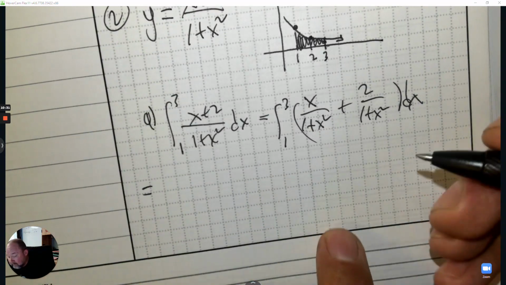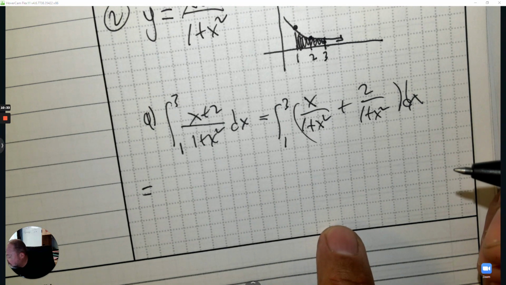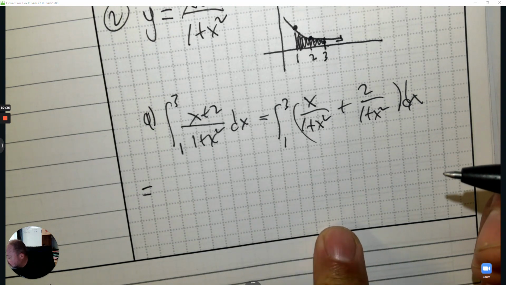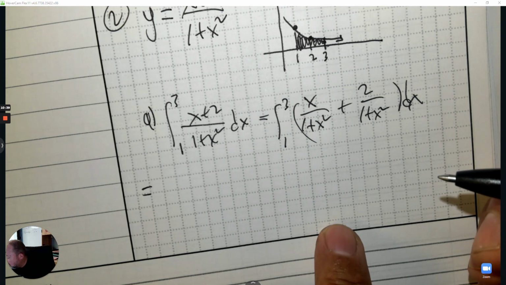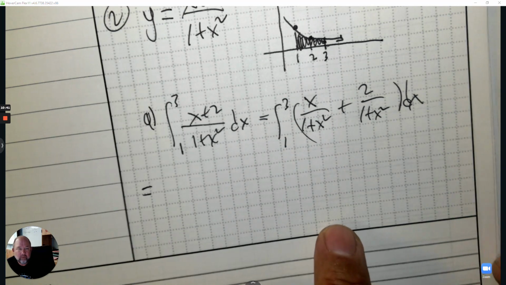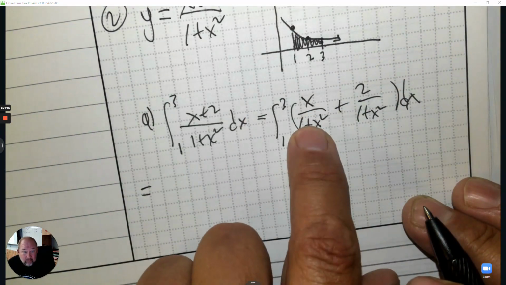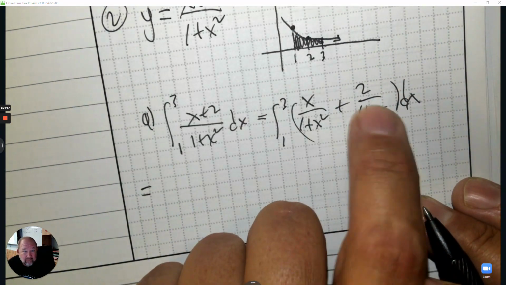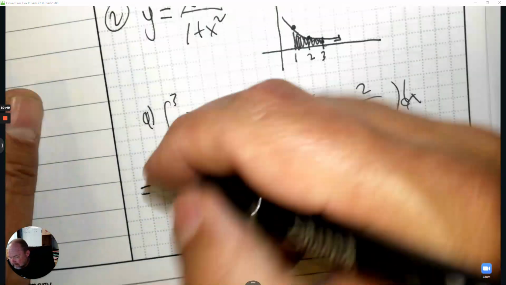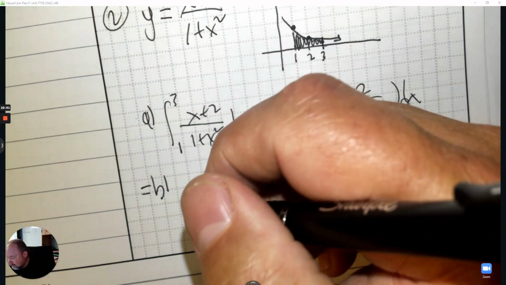Oh, this says set up but don't integrate. Sketch a region and set up integrals. Make sure. Oh man, I've been working too hard. Well, there it is. But if you did separate and did want to integrate it, this would be a logarithm and this would be arctangent. I bet you knew that. Part B, I'm not going to keep doing that. I'm sorry I did that.